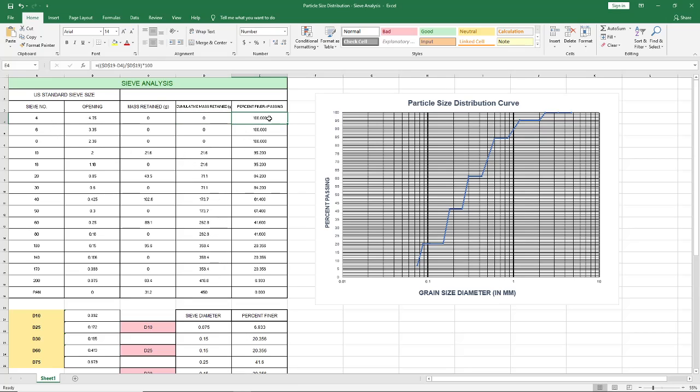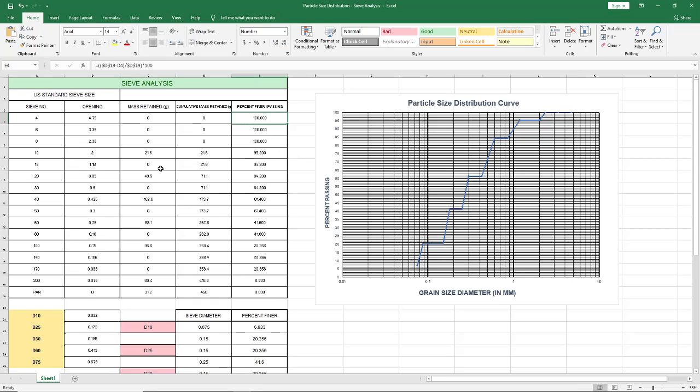And for the percent finer, we all know that TM, the total mass, is 450. This is based on the example Sir Melo gave us in one of his lectures. So for the percent finer, we have the total mass minus the cumulative mass retained, over the total mass again, then times 100 for its percentage. So we can get here the different percent finer.